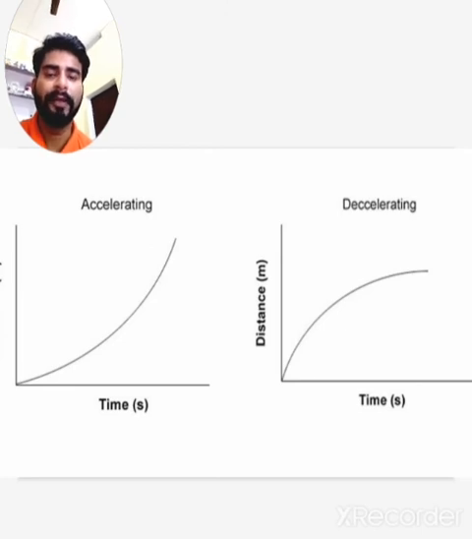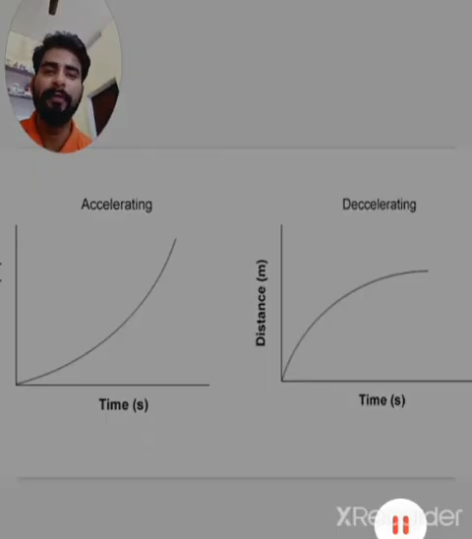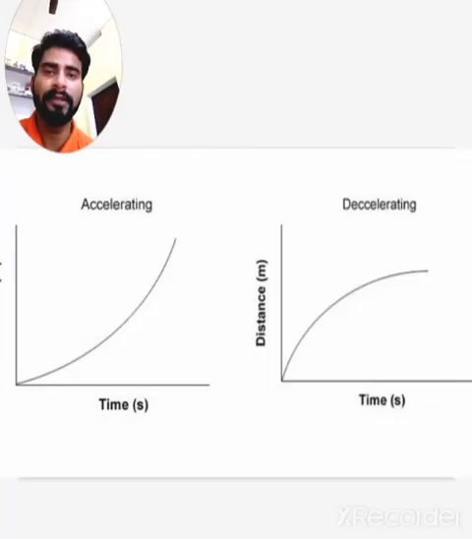After that, the next thing is these two pictures, accelerating and decelerating. The first picture shows the graph of increasing speed, when speed is increasing continuously, and the second picture shows decreasing speed. Accelerating means increased speed, and decelerating means decreased speed. Upward curve shows increased speed and downward curve shows decreased speed. Okay, so all the best.